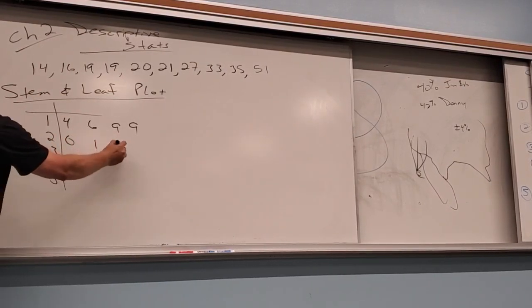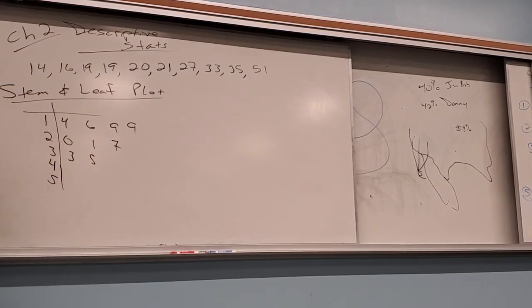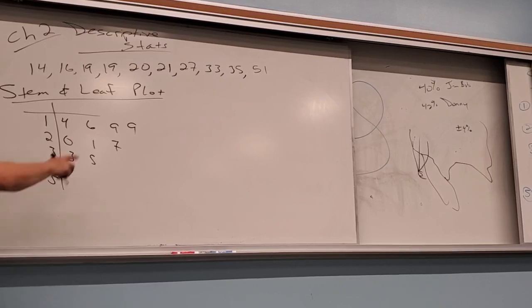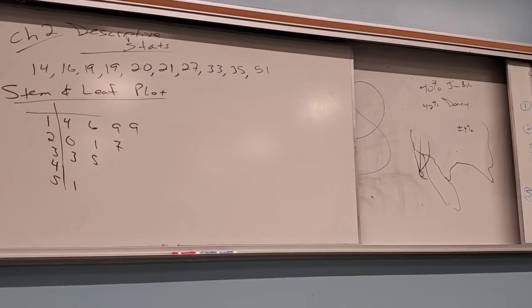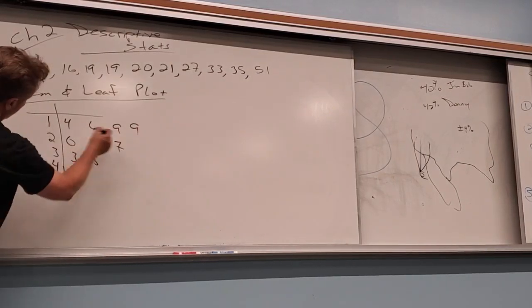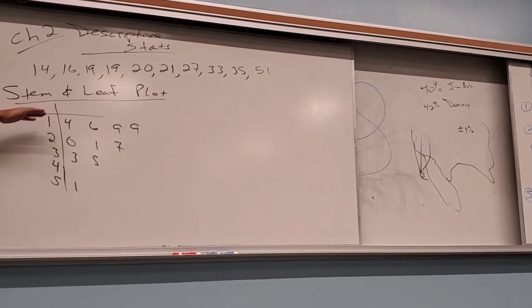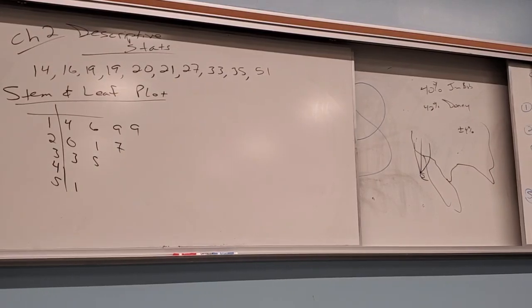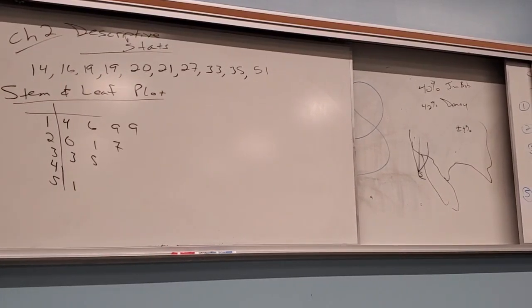0, 1, 7, 3, 3, 5, 4, nothing. 5, 1. Right? And if you tilt your head this way, doesn't it become like a little bit of a picture showing you how the data is distributed? Most of the data is in the teens, right? There's nobody in the 40s. You guys all with me? Very quick to create, and it does become a visual if you tilt your head over.